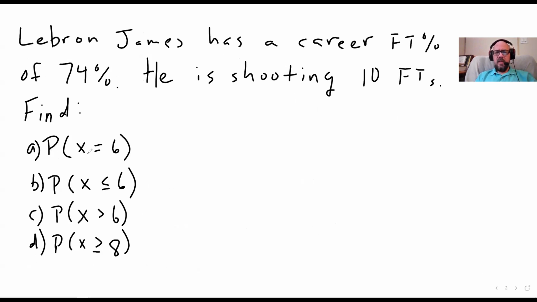I want to find the probability that he makes exactly 6. Oh, by the way, I'm thinking of making a free throw as success. I hope that's obvious. I want to find the probability that he makes exactly 6 free throws, the probability that he makes less than or equal to 6 free throws, greater than 6 free throws, and greater than or equal to 8 free throws. So before I do that, I need to show you. We're going to do this on the calculator, and I will show you how to do it on Excel and Sheets. And then for the next ones, I'll probably just do Excel or just do Sheets, because they're very similar. They work almost exactly the same.